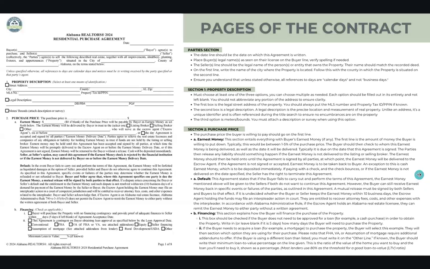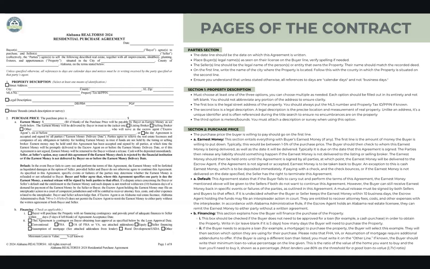Financing. So this section B explains that the buyer will finance the purchase of the property. In 1, that should be checked if the buyer does not need to be approved for a loan, so if it's a cash purchase. And 2, if the buyer needs to acquire a loan, so just a conventional mortgage, any kind of mortgage, the buyer will select B2. And in this section, they will then select which option they're using for their purchase.